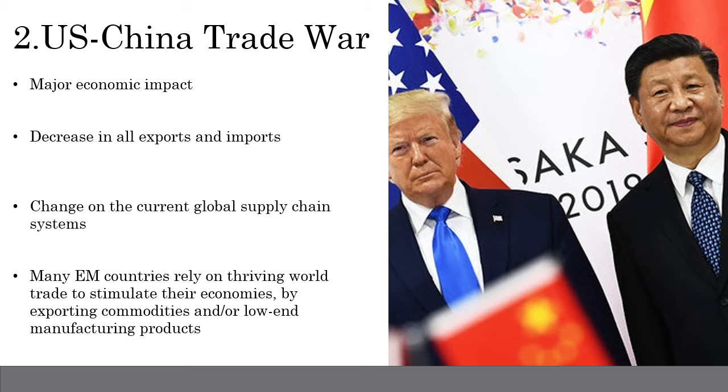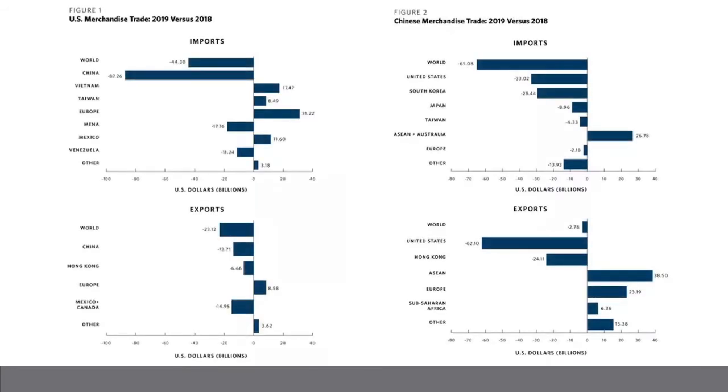And the impact will be pretty special on emerging markets, which are very dependent on those two major economies. Those two graphs show the imports and export variations between 2018 and 2019, and it was negative. This shows that this trade war is already being put into practice.